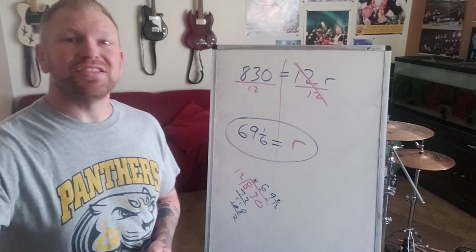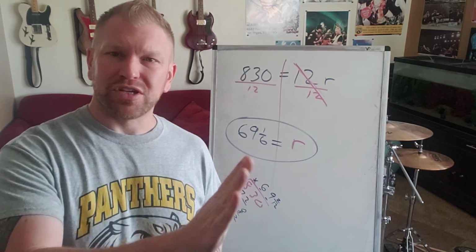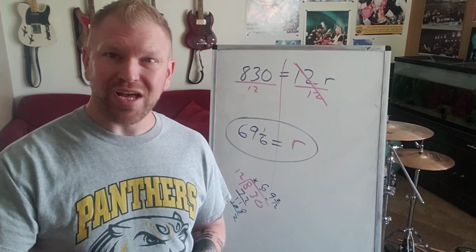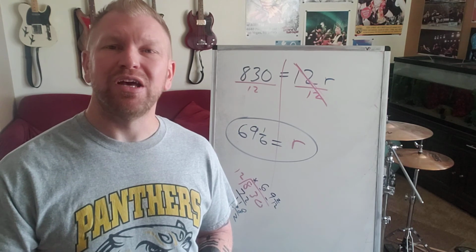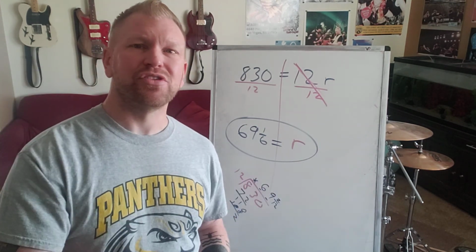All right, so that's the lesson on one-step equations. It's bring down the equal sign, pick which side to start on, do the inverse operation, which is the opposite operation, and whatever you do to one side, you gotta do to the other side. Bring everything down, and you'll have your solution.